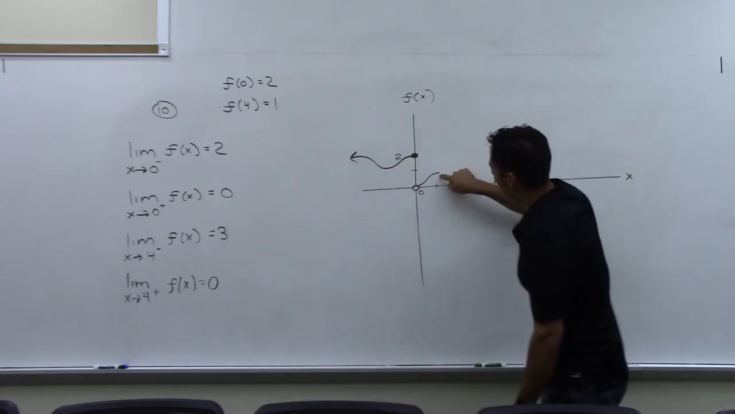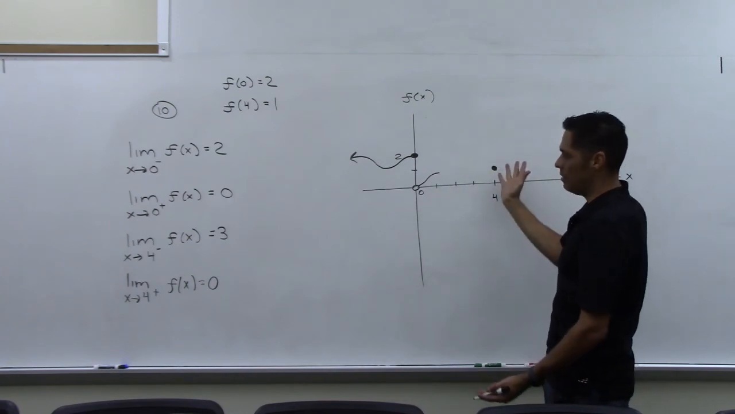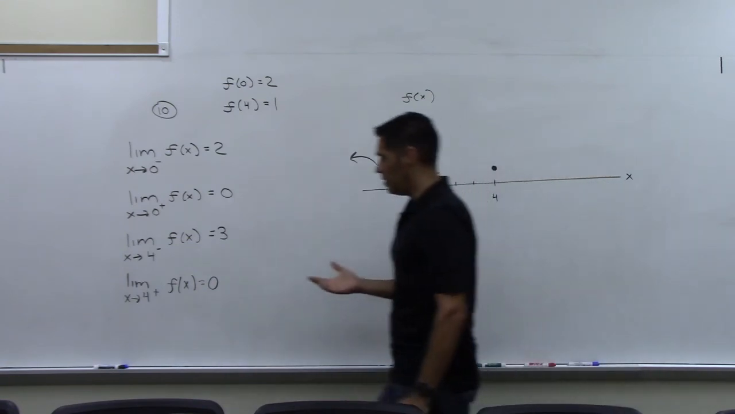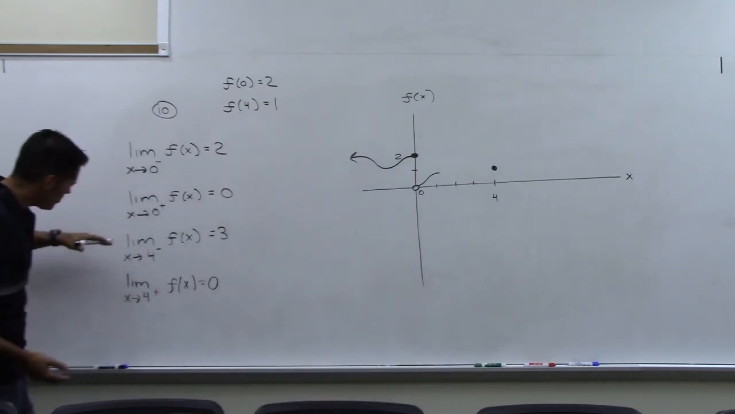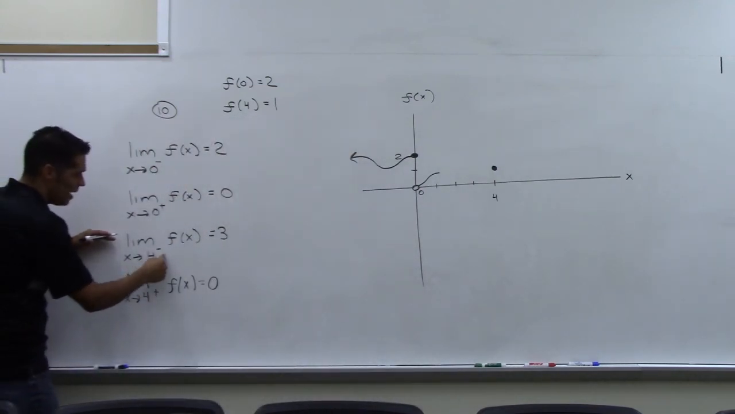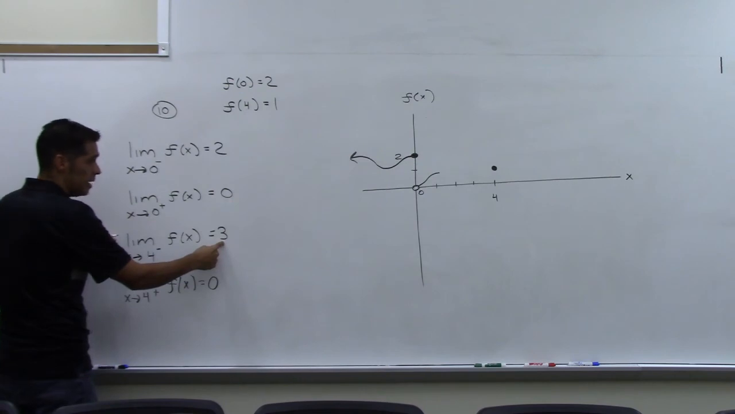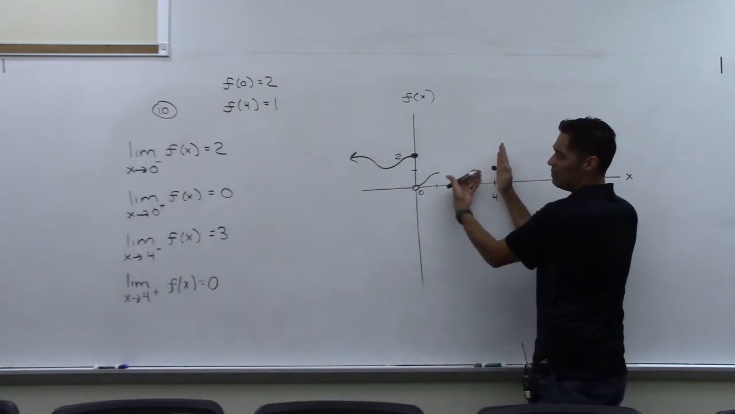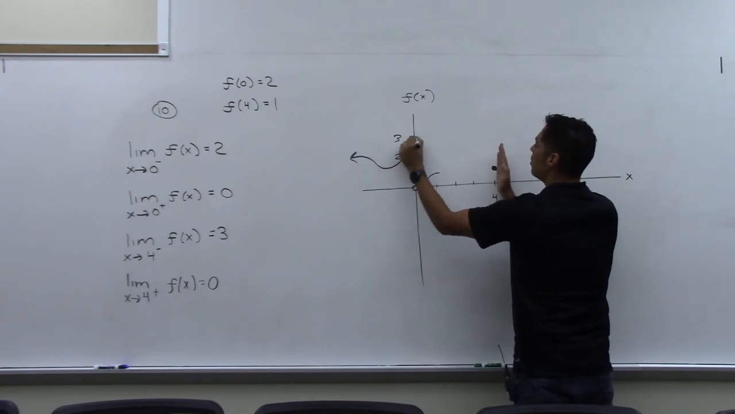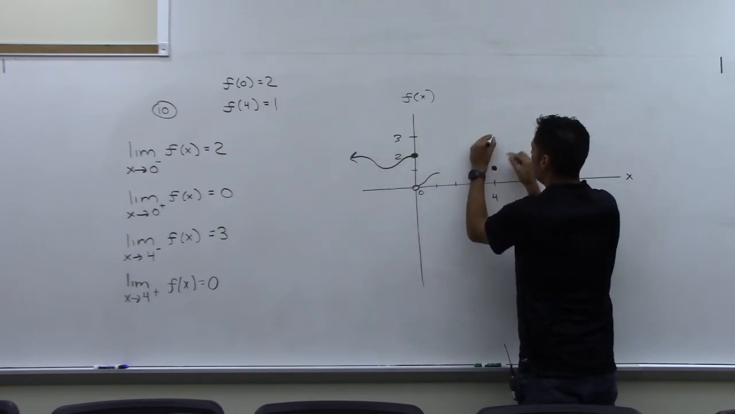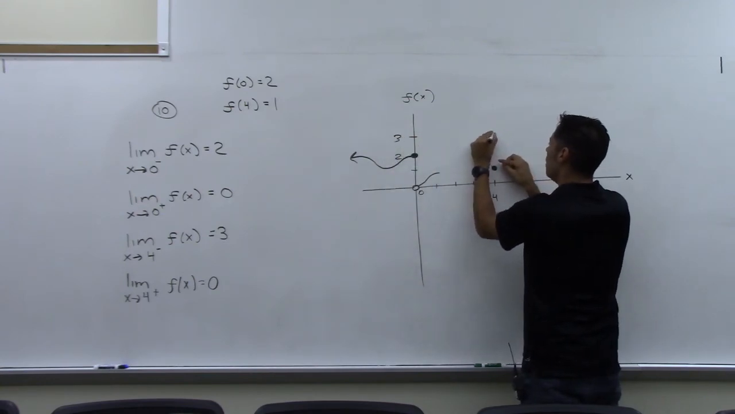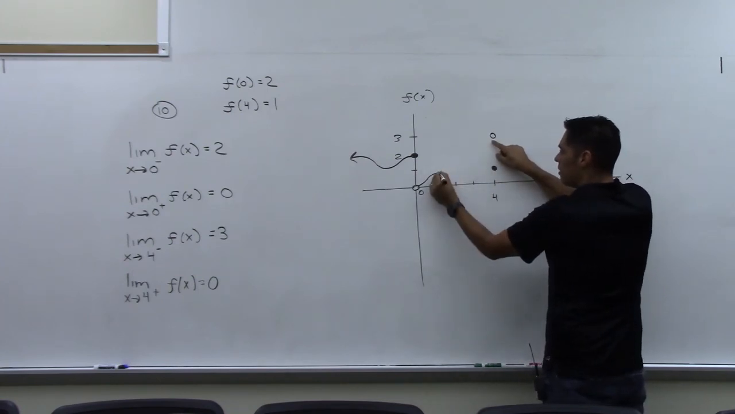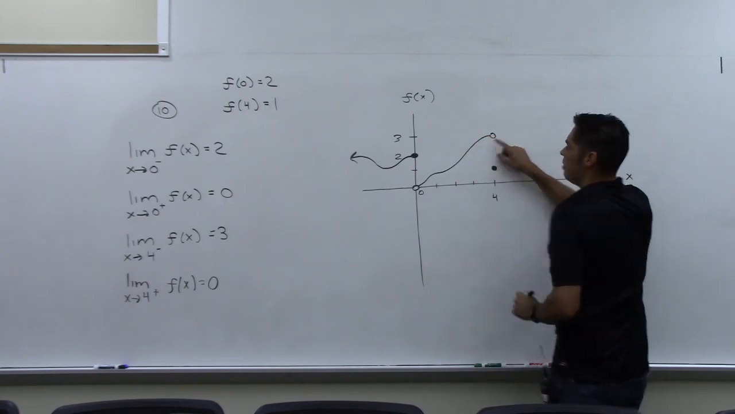Now I left this like this because I don't know where it's going to go yet. I haven't figured out where this is going to connect to. But this next piece of information should help me. As I approach 4 from the left, I need to be headed to a y value of 3. So here's 4. From the left side, I need to be going to a y value of 3, which is up here. So I'm going to put an open circle here. That's where I need to head to. And coming in from this side, I can connect it in here like this. So that would work.